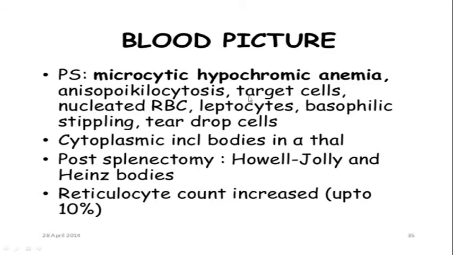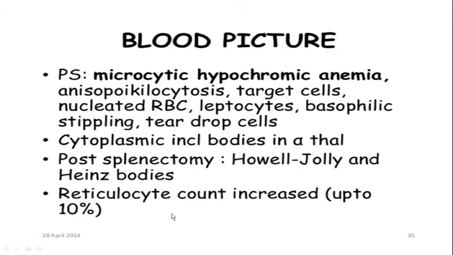On peripheral smear you have microcytic hypochromic anemia and anisopoikilocytosis. You can have target cells or bullseye cells because of the scraping of the RBC membranes. Then you can have teardrop cells or basophilic stippling. Cytoplasmic inclusion bodies might be present, or in a patient who has undergone splenectomy you can have Howell-Jolly bodies or Heinz bodies.